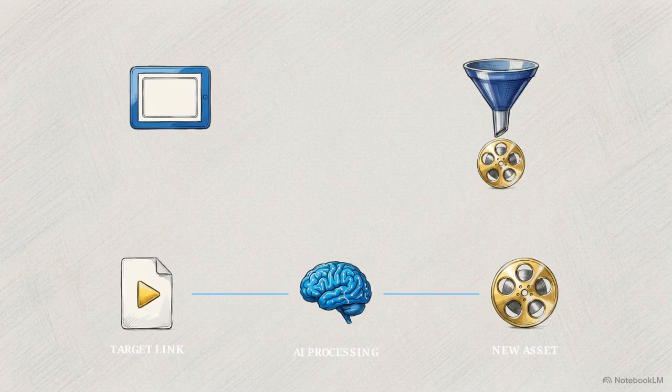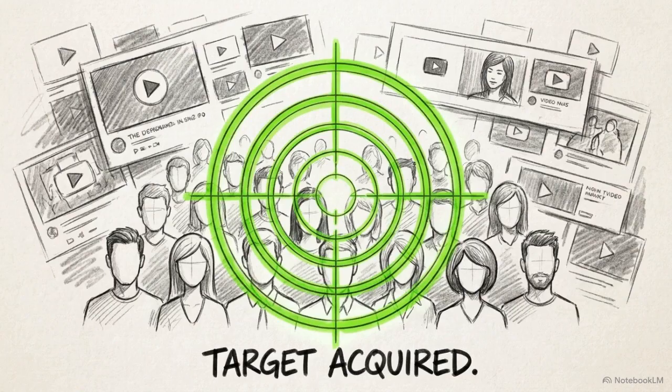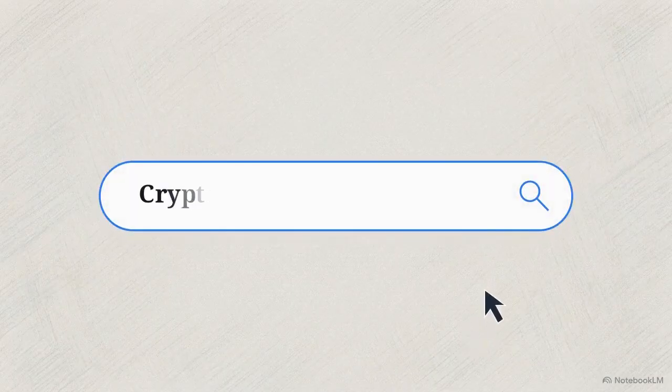To execute this workflow, you need 3 specific tools. First, a link to a target YouTube video in your niche. Second, an AI text model with live web access. And third, an AI text-to-video generator. By combining these 3 elements, you replace random content creation with a mathematically backed, repeatable system for targeting specific YouTube audiences. Step 1 is data extraction.